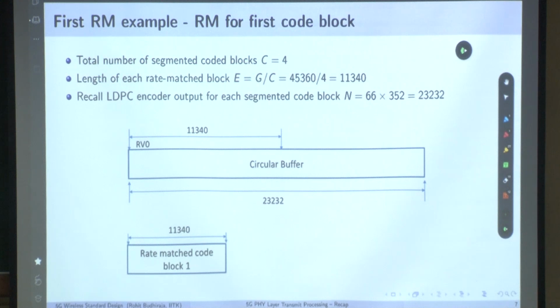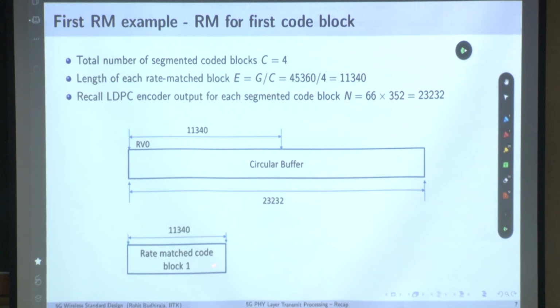And how is it implemented? It is implemented using this circular buffer. You have generated N. How many are you supposed to be transmitting? E. E is 11340. That comes from here, G by C. Correct? 11340. Then there is the circular buffer.